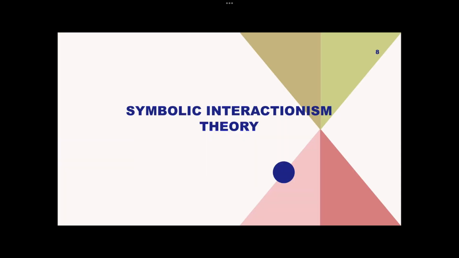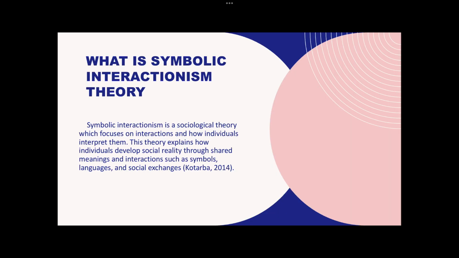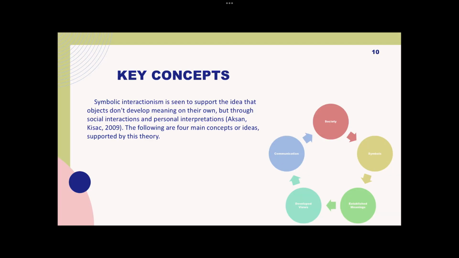Symbolic interactionism theory. What is symbolic interactionism theory? Symbolic interactionism theory focuses on how individuals interpret and perceive symbolic interactions, like symbols and or hand gestures. There are 5 key concepts of this theory, them being society, symbols, established or universal meanings, developed ideals or views, and communication.